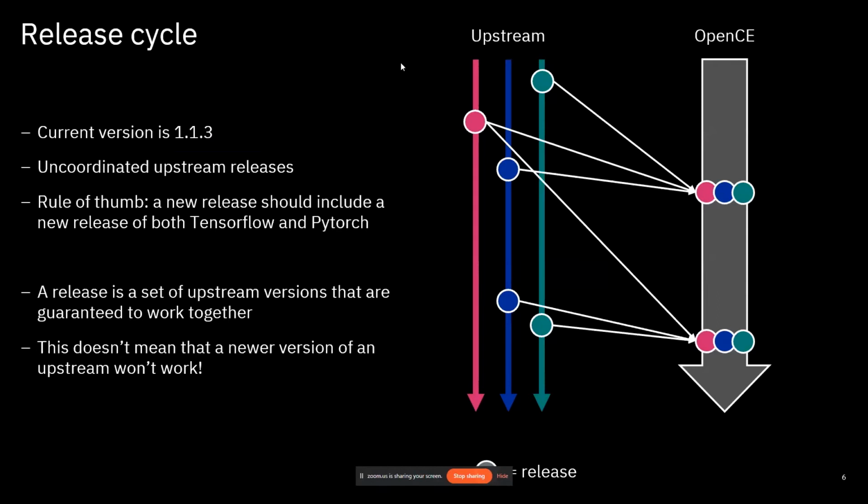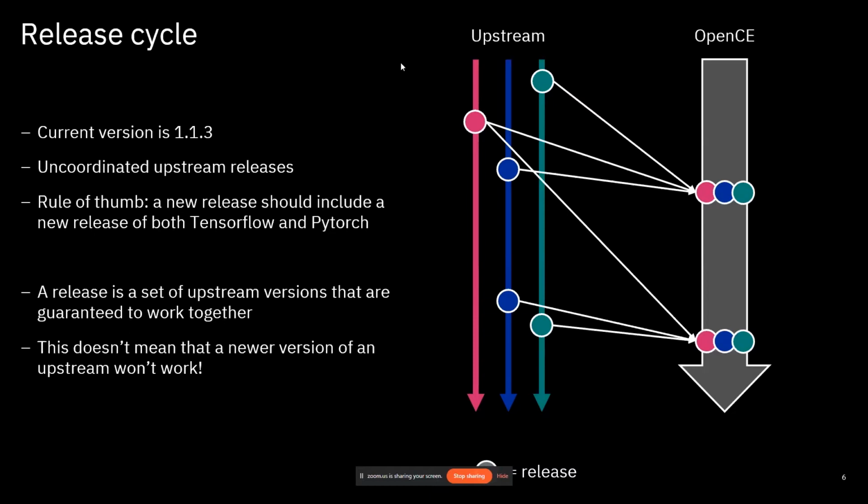And what you have to keep in mind about a release is that a release is a set of versions of software that are guaranteed to work with each other. So that's what we see on the right. You have the uncoordinated upstreams, which are all the packages that are developed independently. So you have one stream for TensorFlow, for PyTorch, and so on. And they're gathered in one OpenCE release, which means they're guaranteed to work with each other.